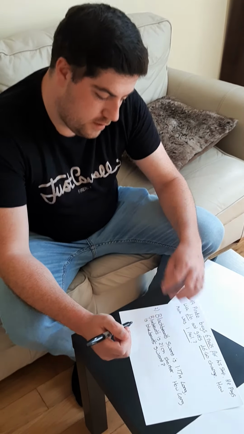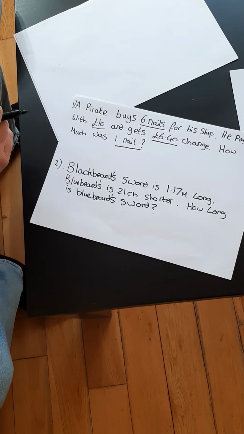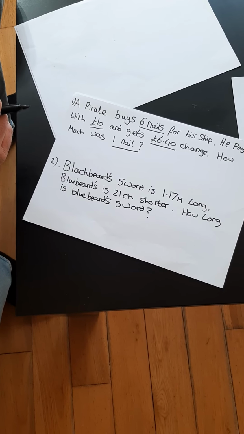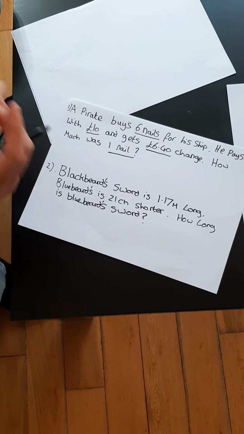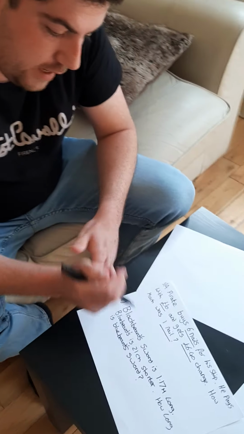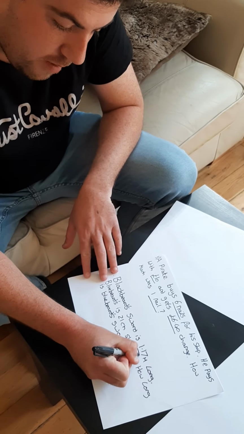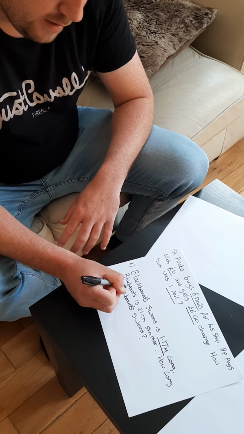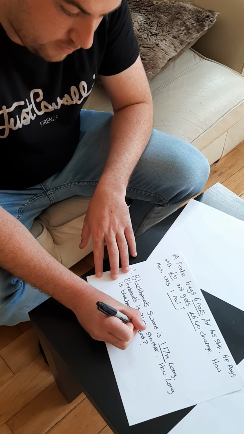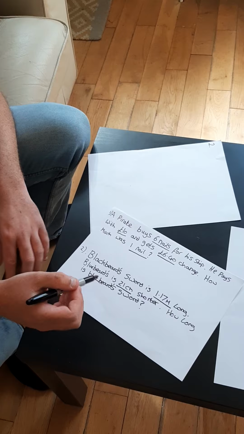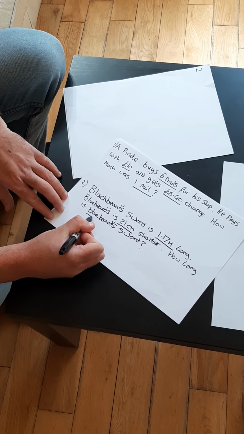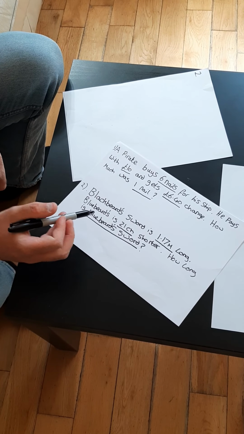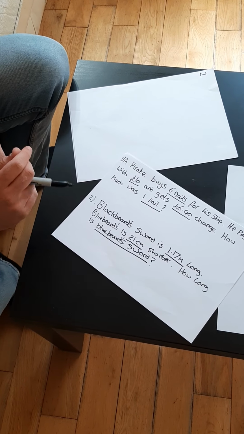Okay, so question 2. Blackbeard's sword is 1.17 metres long. Bluebeard's sword is 21 centimetres shorter. How long is Bluebeard's sword? Again, let's look for our key information. Blackbeard's sword is 1.17 metres long. Bluebeard's sword is 21 centimetres shorter. You can also underline the final part. I do, it makes it easier for me. How long is Bluebeard's sword? So it's asking us how long Bluebeard's sword is, so that's the one we're focusing on.